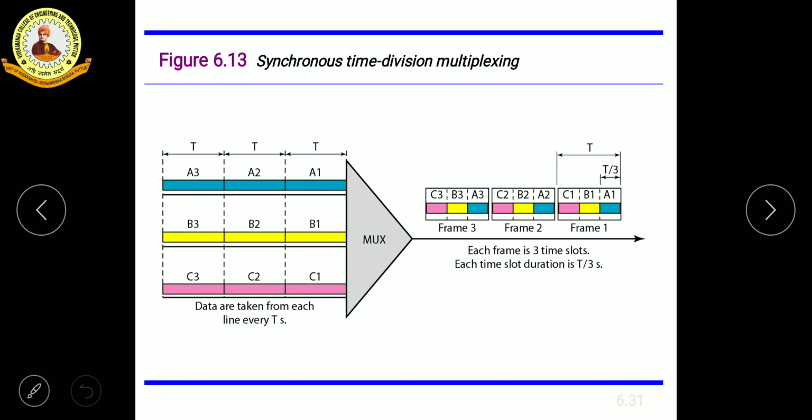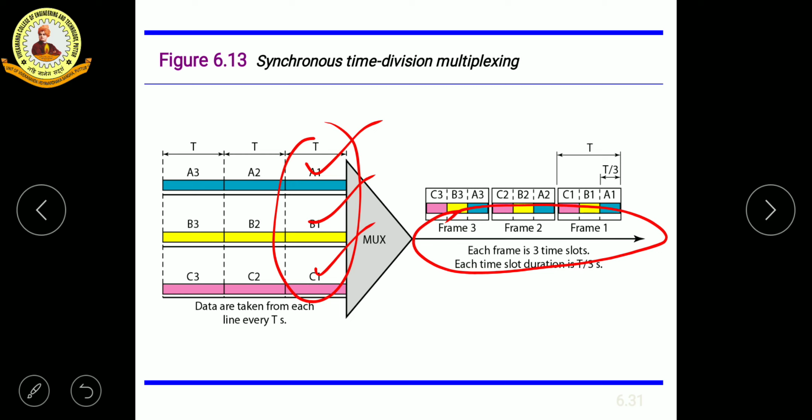So with this T and these time slots, we are multiplexing. The data rate of this link should be greater than the combined capacity of these 3 sources or units at a time.